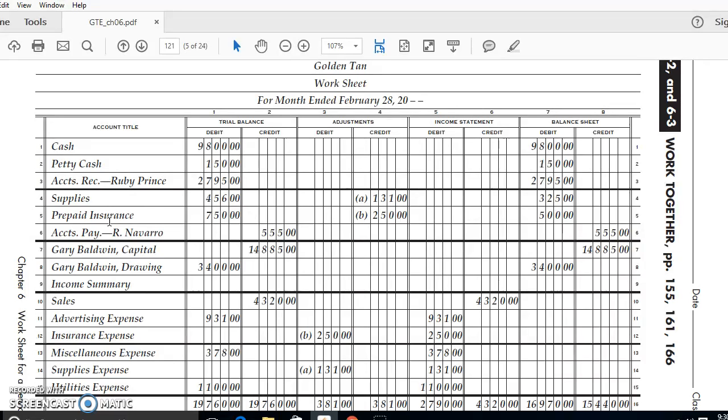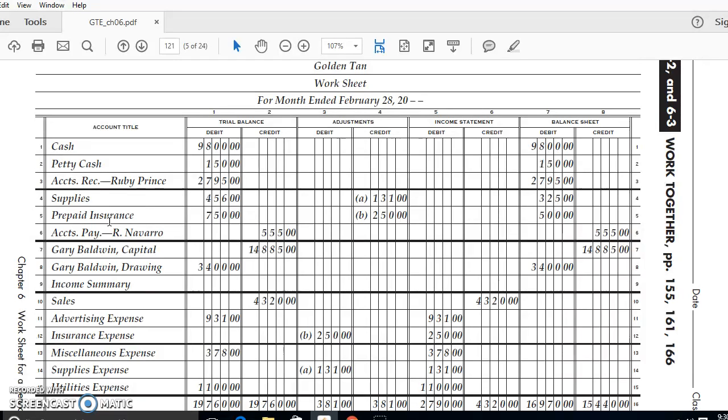I want you to listen to this next statement because it's very important. An asset is an asset until you use it up. Once an asset is used up, it's an expense. The only two assets that we have that are used up are supplies and prepaid insurance. Now let's talk about supplies for a minute.